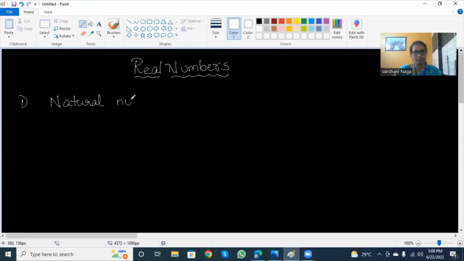Natural numbers. So the numbers are in the form of, they start with 1, 2, 3, 4, and so on, infinite. So natural numbers start with 1, 2, 3, 4, and so on, infinite. These numbers are denoted with the capital letter N. And these are also called counting numbers.